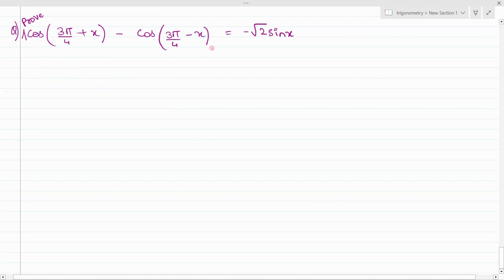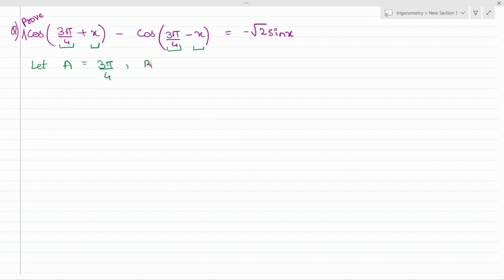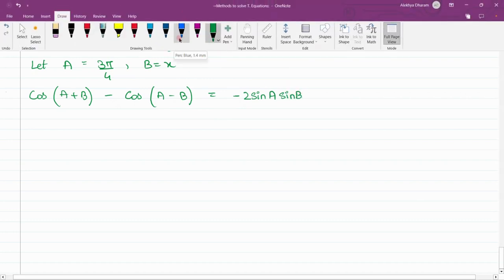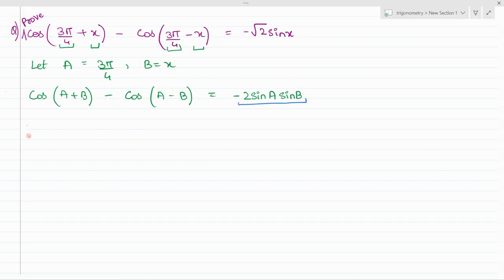In this question, we need to prove this LHS is equal to RHS. If you observe here, this is in the form of cos A plus B minus cos A minus B. So let A be 3 pi by 4 and B be x. So the formula for cos A plus B minus cos A minus B is nothing but minus 2 sine A sine B. So just substitute the values in the formula. It becomes minus 2 sine A, A is nothing but 3 pi by 4, sine B, B is nothing but x.